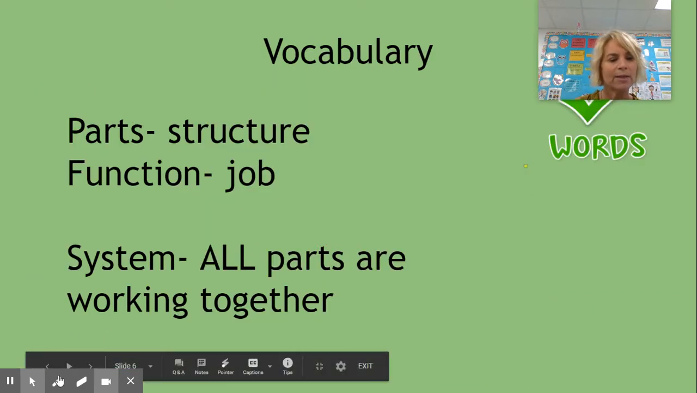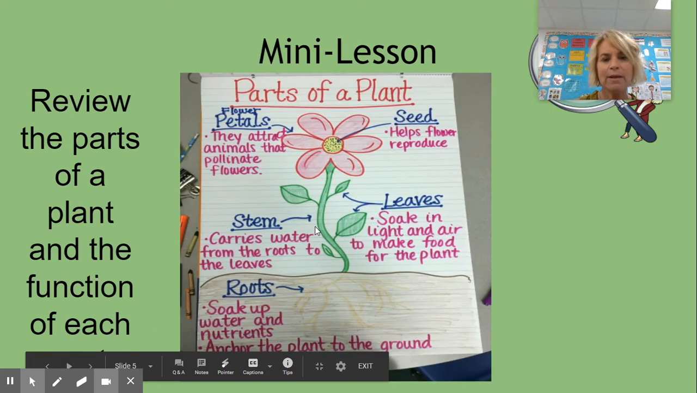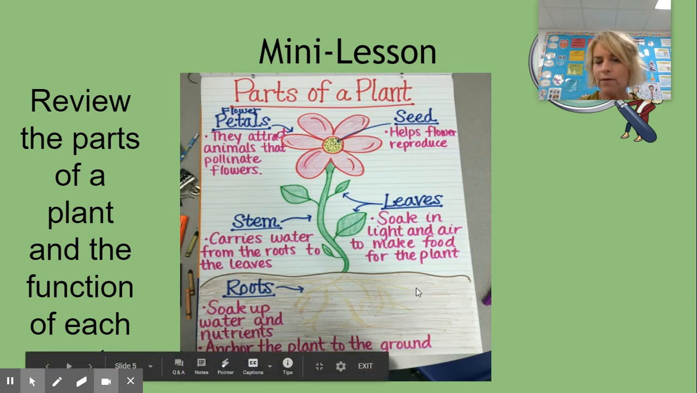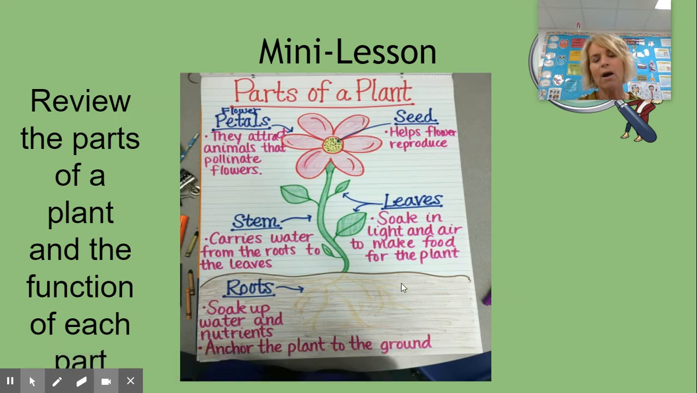Oops, let's go back. Sorry about that. We've got the stem. The stem will carry water from the roots. Here's the roots down in the soil. It'll carry water up to the leaves. The leaves soak in sunlight and air, and then the leaves will help make food for the plant. And there's our leaves. And then the roots, they're very difficult for us to see. They soak up water and nutrients. They also anchor the plant to the ground.